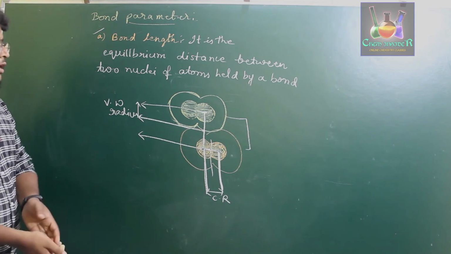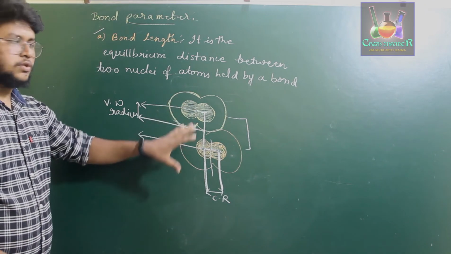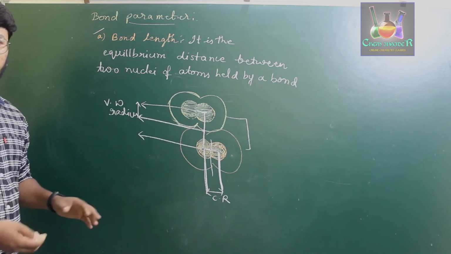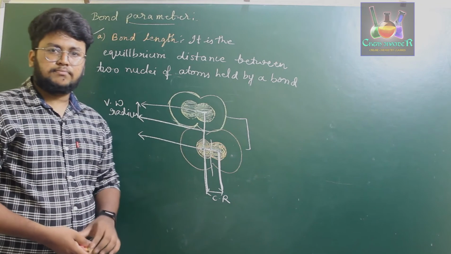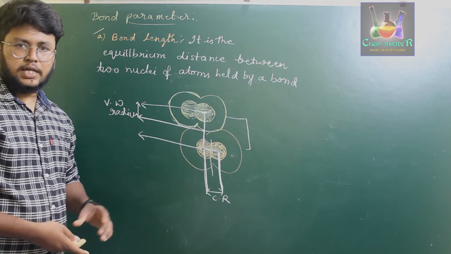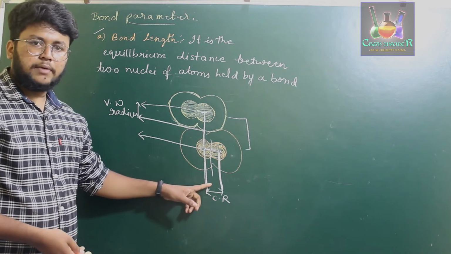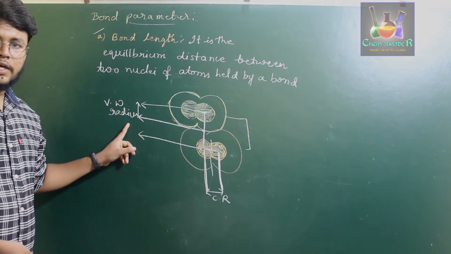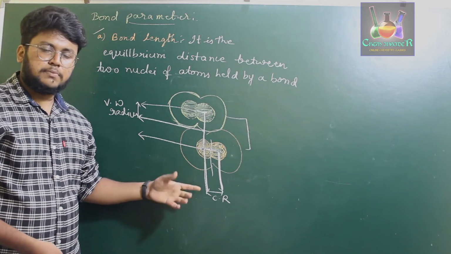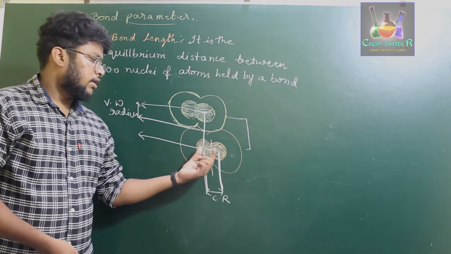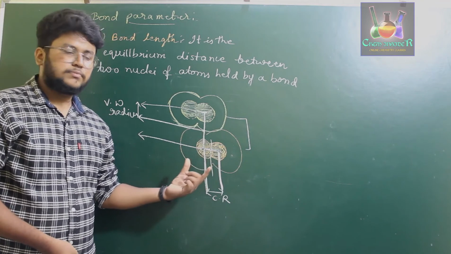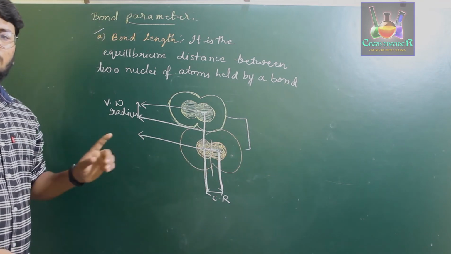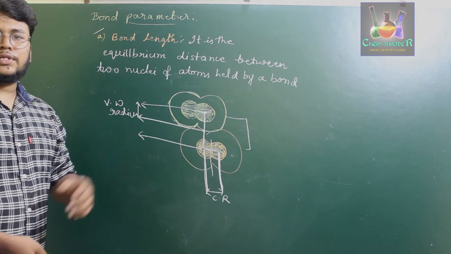Okay, and this particular distance is called the bond length. So that is what bond length is defined as. Bond length is usually defined in terms of radii. That is, one is covalent radii and the other is van der Waals radii. Covalent radii explains the bond length of atoms in a molecule, and van der Waals radii explains the bond length of molecules in a compound.